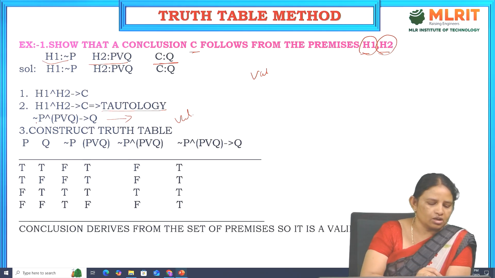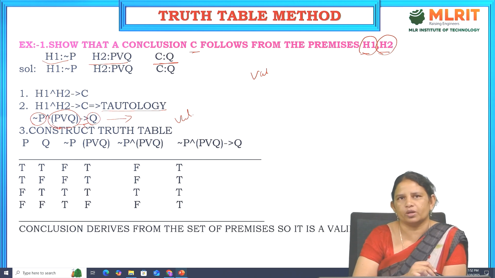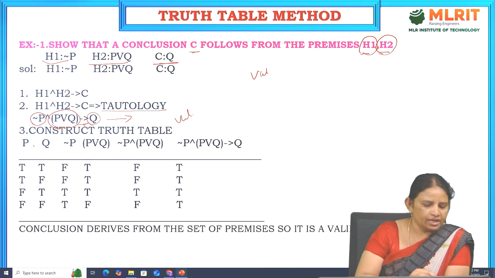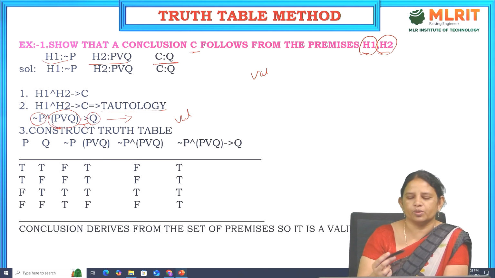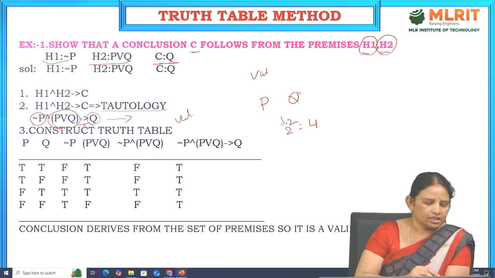The first premise is negation P. The second premise is P or Q. And the conclusion is Q. For the entire set of premises, we need to apply the implication to the conclusion. Then we need to observe the last column of the truth table. There are two premises containing only two propositions, P and Q. Then the total number of rows in the truth table is 2 power 2, that is 4 rows: true true, true false, false true, and false false.